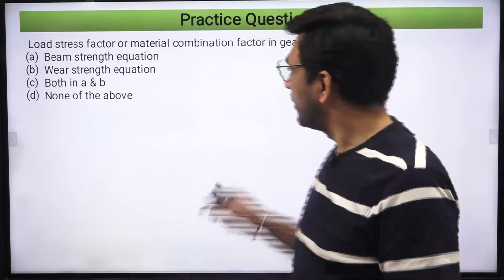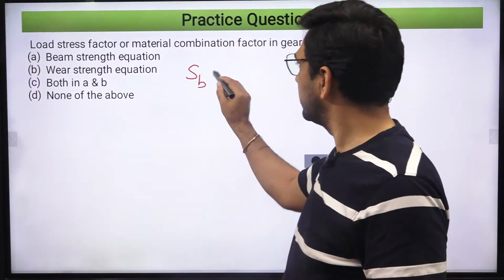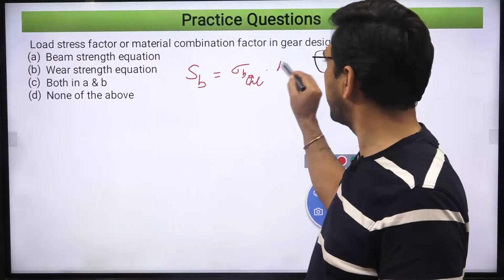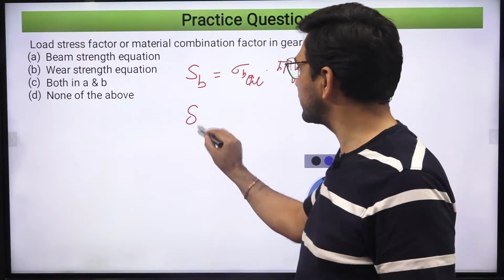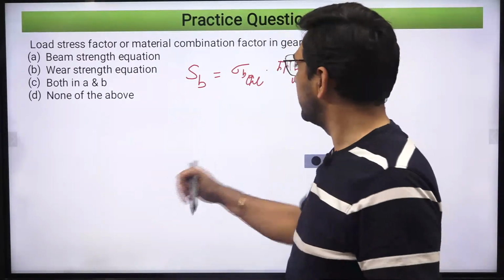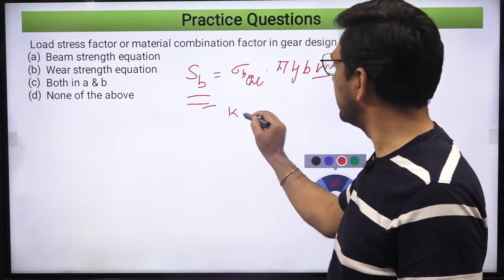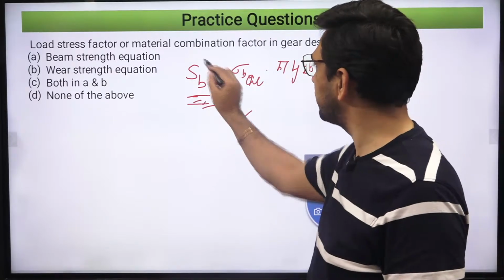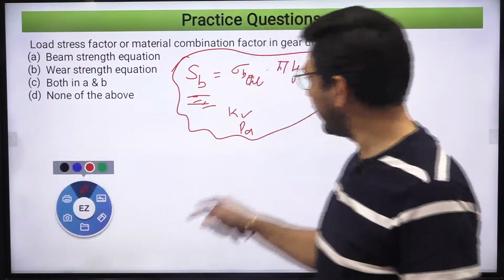One is the beam strength equation, that is S_b, which you have already written, sigma b allowable into pi y b m. This was that. And the other equation is the Weir strength equation. These are the two equations that you are using. All others, like the dynamic factors and all that, are modifications on this. You apply Kv and then you apply this P_d and all that, to modify the value of increased load in this particular equation.